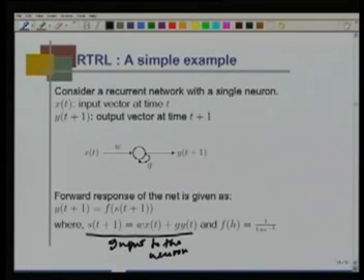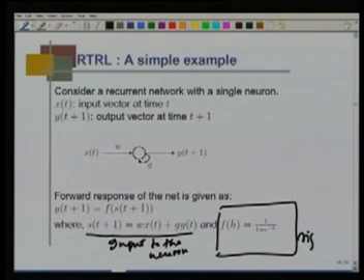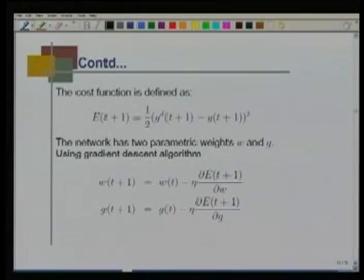So, st plus 1 is w xt plus g yt, and this neuron has a nonlinear activation function. The output of the neuron, yt plus 1, is fh of st plus 1, where fh is the sigmoidal activation function. This was the normal way to compute the response of a recurrent network that we have already seen.